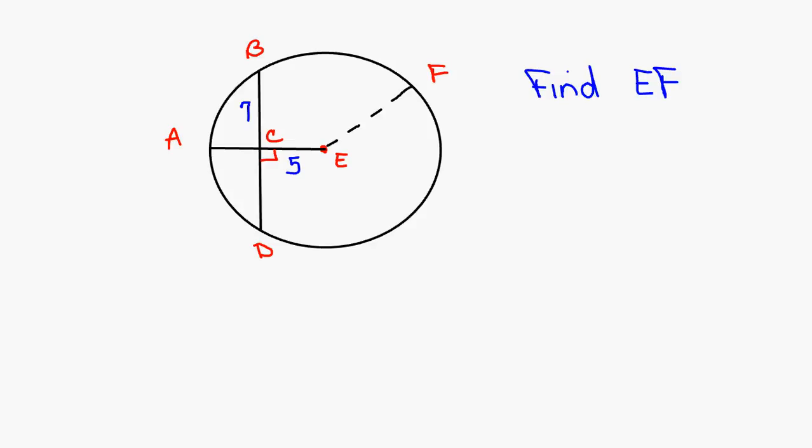Find E to F. Oh wait, I made it too easy. I apologize. You got it? I thought it was 7. Is EF 7? Not 7. I mean, I know how to figure out what it is, but I don't know what it is yet.